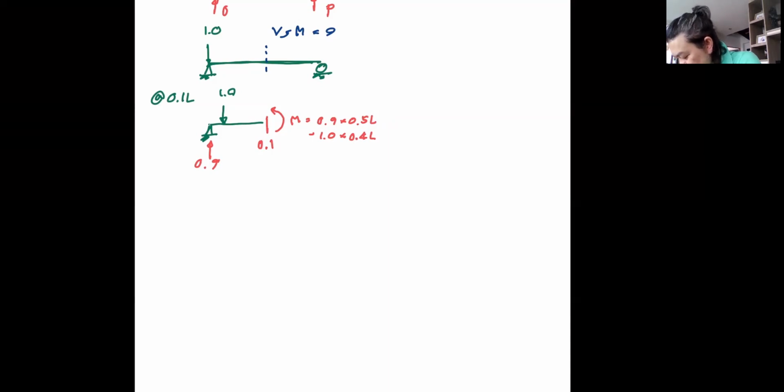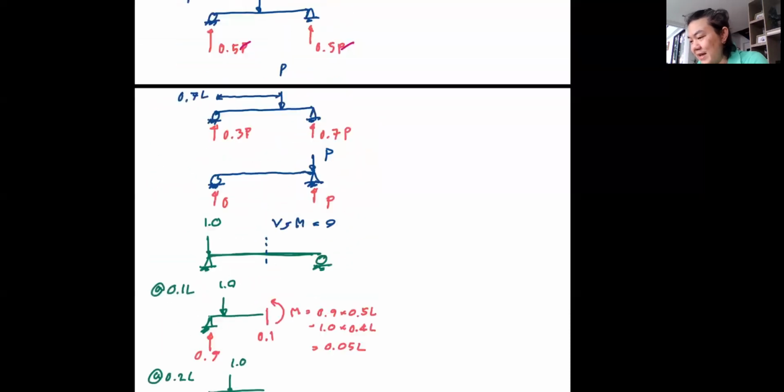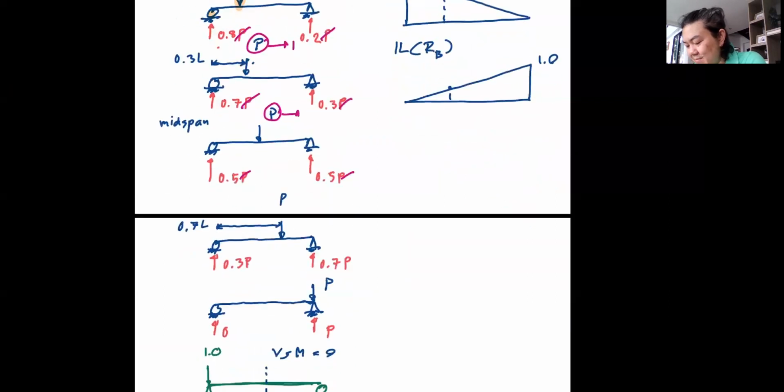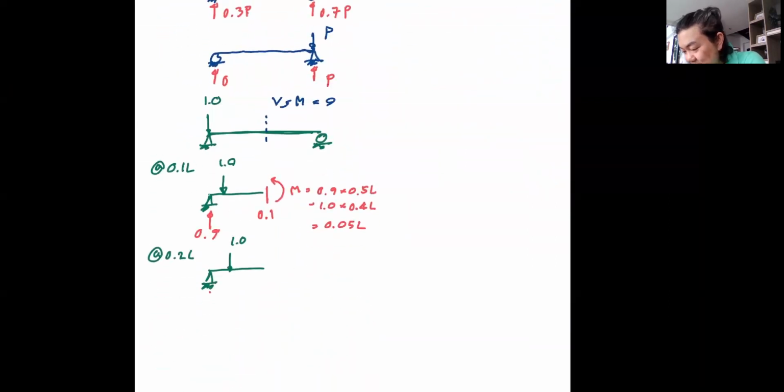Okay. That's 0.05 L. Okay, I can also move it. So now you know what I'm getting at. See, at the location 0.2 L, when the load is here, I can in fact look at the reaction from here that, okay, my R_A at 0.2 L is 0.8. I can just take it from the influence line and know that this is 0.8.